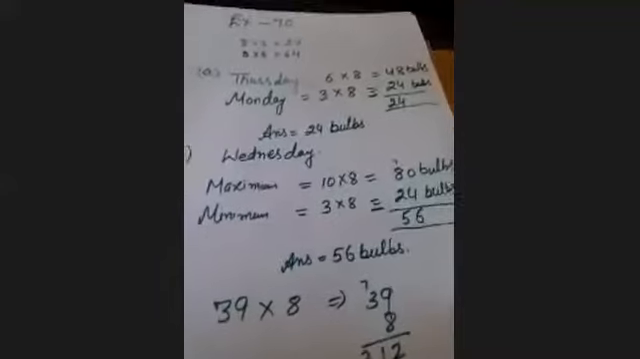We can also find this by another method to find the total sale of 6 days. 24 plus 64 plus 80 plus 48, 56 and 40. Add all these, then find the total sale of bulbs in 6 days.